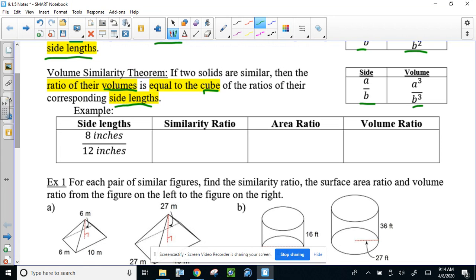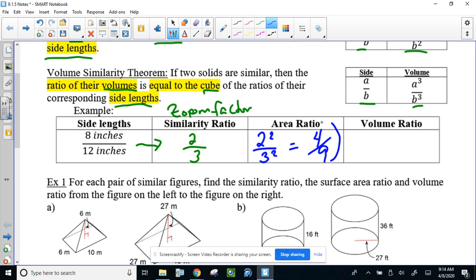If the side lengths were 8 and 12 on a shape, we would reduce this fraction. So the similarity ratio, or the zoom factor, would be, let's see, we could divide by 4, so that would be 2 over 3. So there would be their similarity ratio. And then if that's reduced, then all of the rest of these would be reduced as well. So our area ratio, we would just take this and square it, 2 squared and 3 squared. So this would be 4/9.